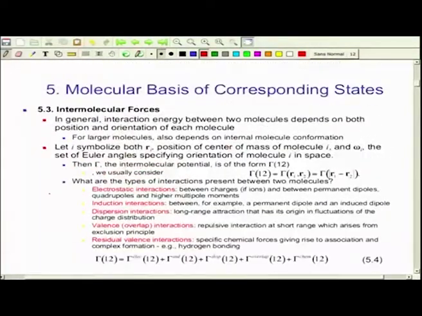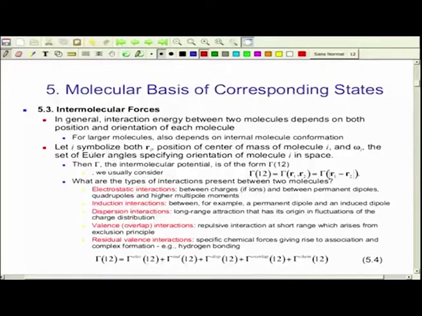Now let me define this first, and we are going to change the terminology a little bit here. The first important thing is that one must understand that the interaction energy between two molecules not only depends on the distance between them, but also on how they orient among themselves. That means they depend on r as well as omega.